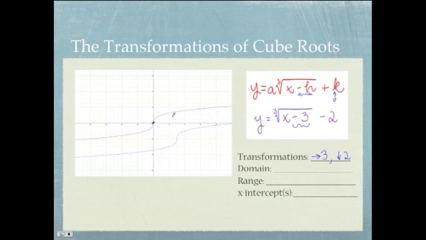Here are some of our main points for our cubic functions. The -1, -1, 1, 1, and then we had 8, 2, and -8, -2.